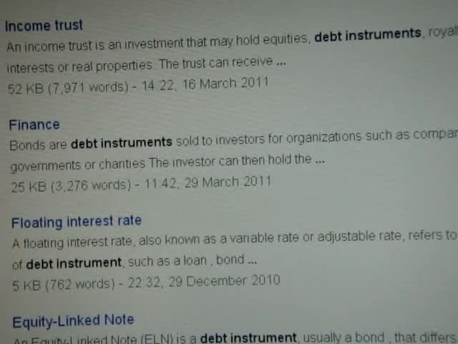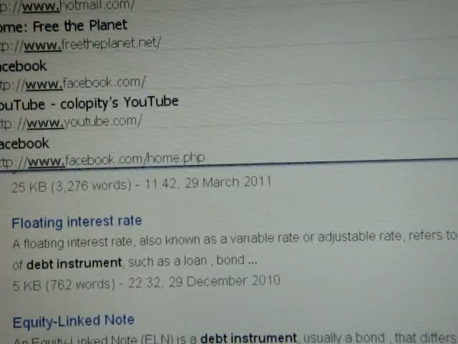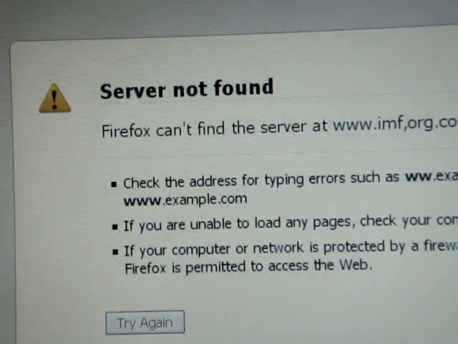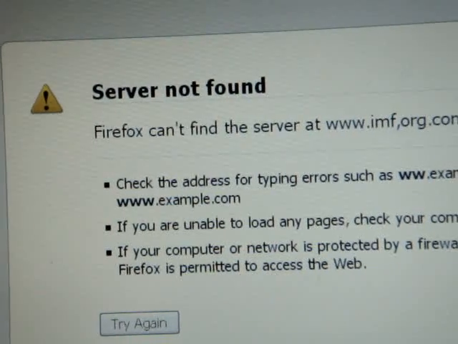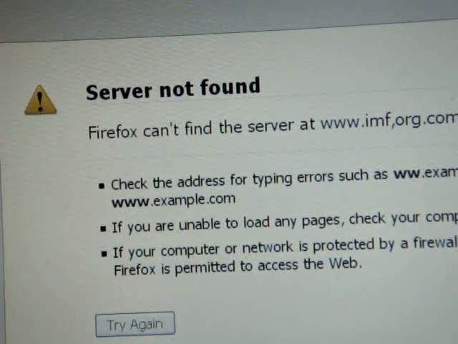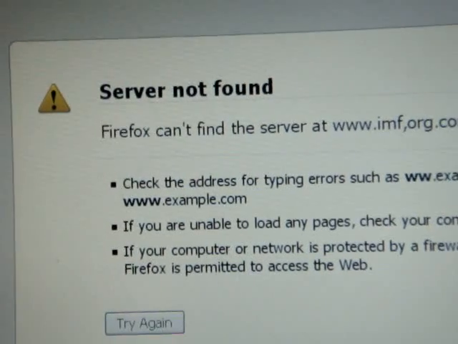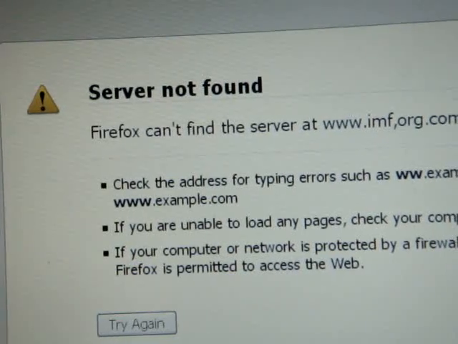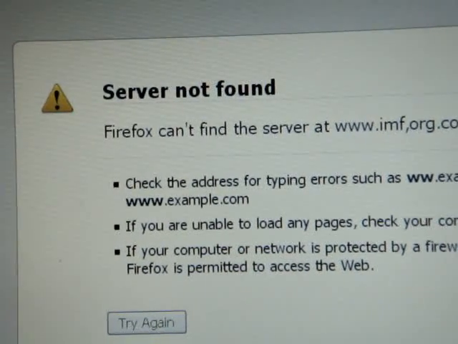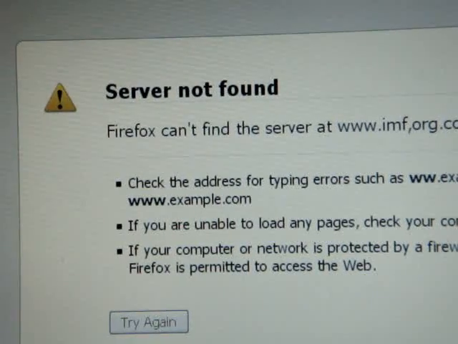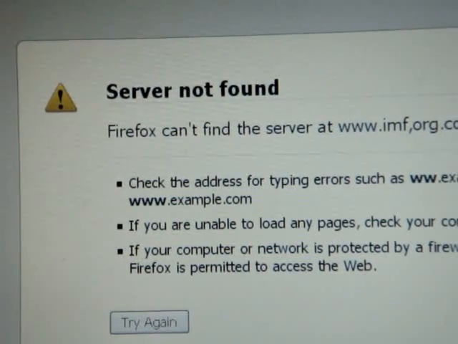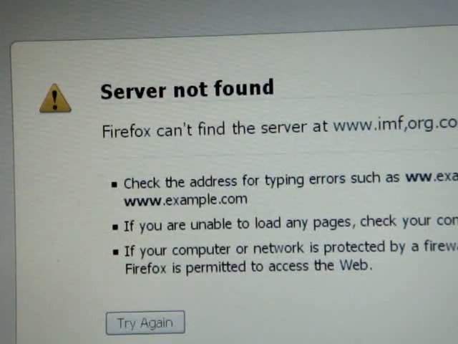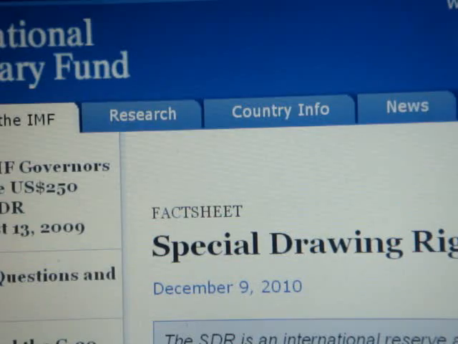Now if we go to imf.org, wrong URL. Why does it always happen? Right, imf.org, and we go to special drawing rights.